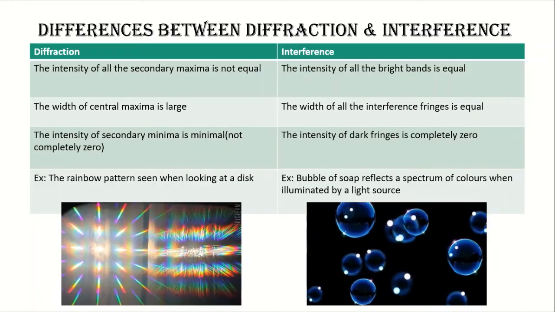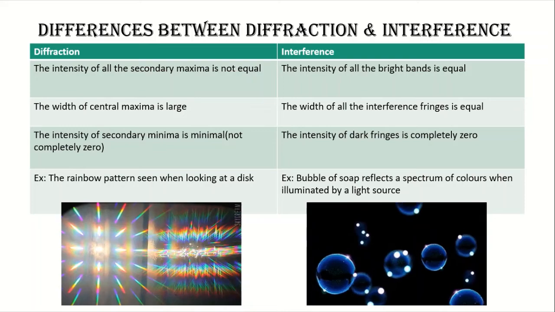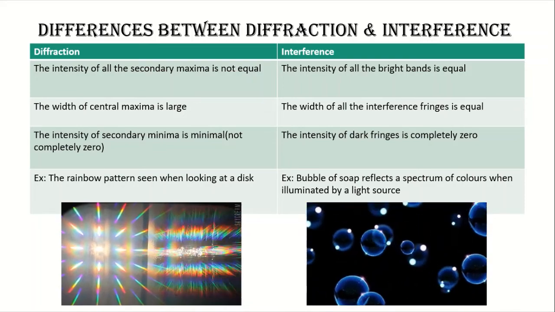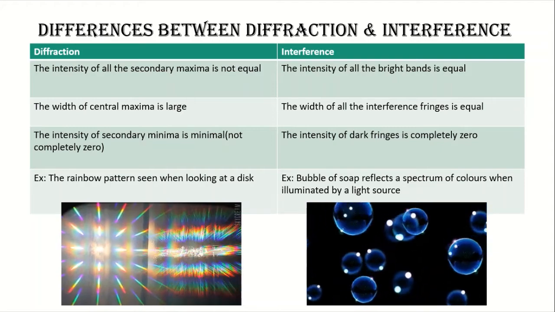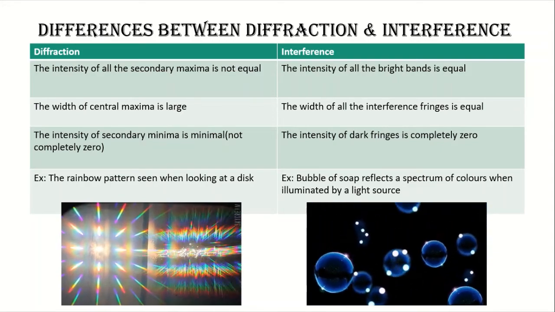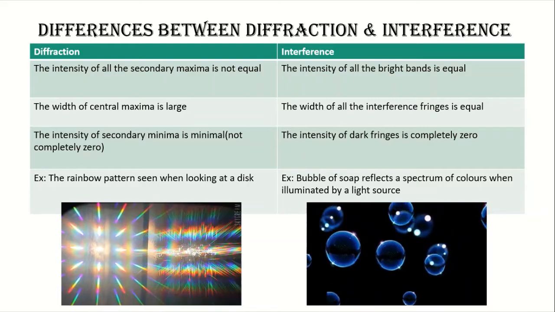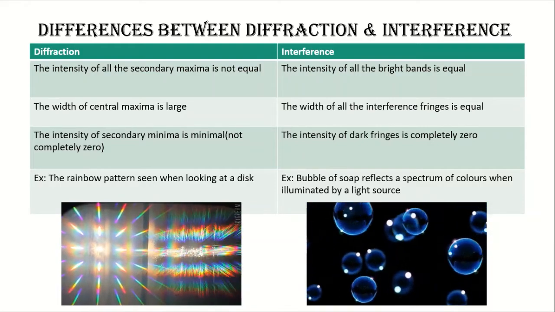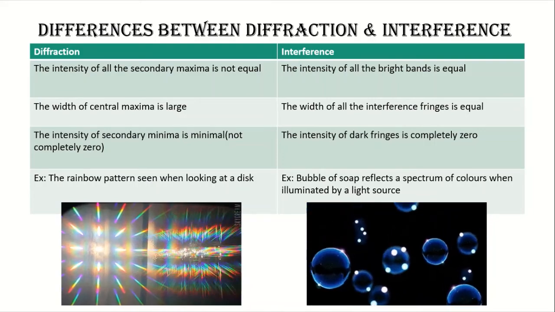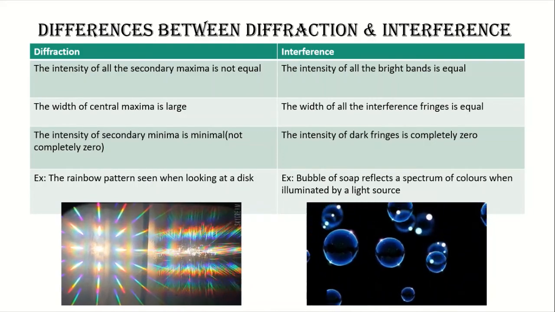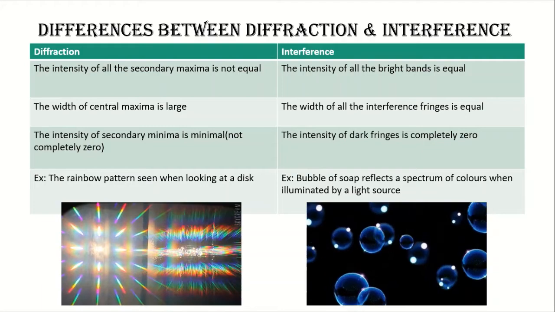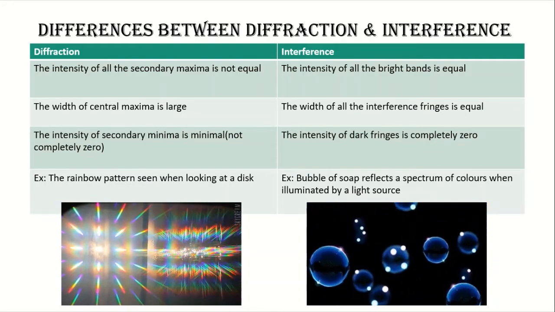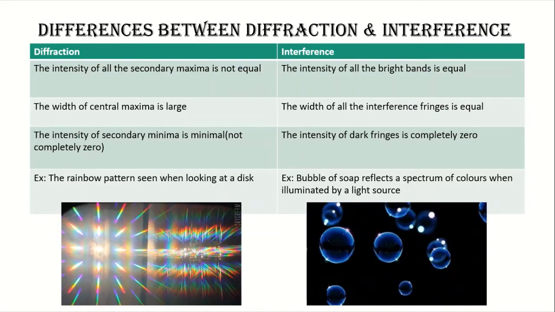Since you have known about diffraction and interference, now we proceed to the differences between them. Diffraction occurs in a disc, where you will see a rainbow pattern. Interference occurs in a soap bubble when it is illuminated by a light source and reflects a spectrum of colors. Another difference is that the intensity of all the secondary maxima in diffraction is not equal, but in interference, the intensity of all bright bands is equal.